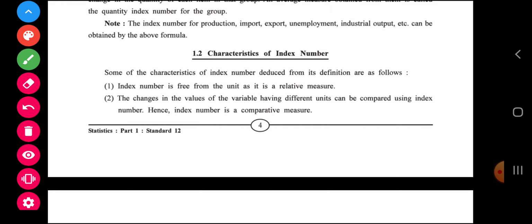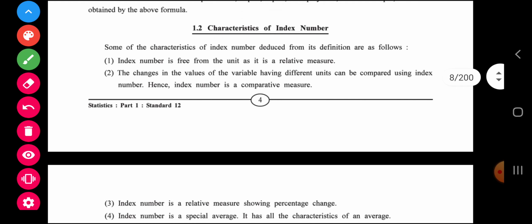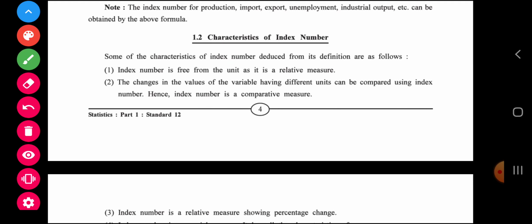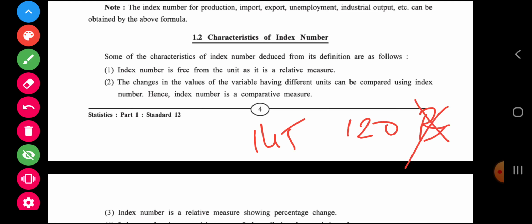Characteristics, you should understand two-three of them. Index number is free from the unit as it is a relative measure. If you write the index of any item, it is written like say 120 or 145. No units are written, like rupees or liters. It is a unit-free measure as it is a relative measure.